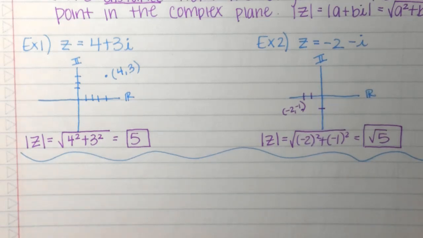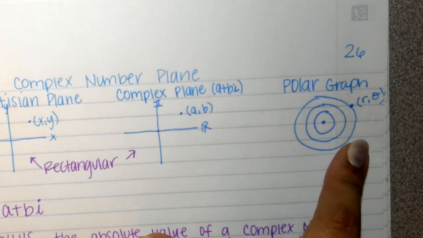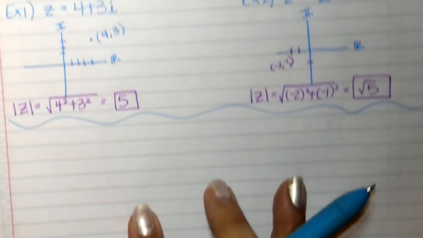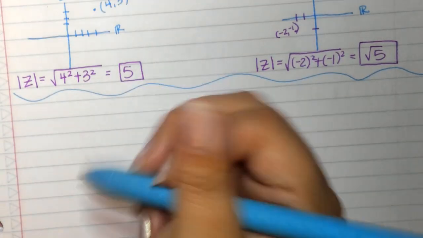So you can go back and forth between complex number plane and polar graphing. All right. So what I'm going to do right here is I'm going to draw the complex number plane.